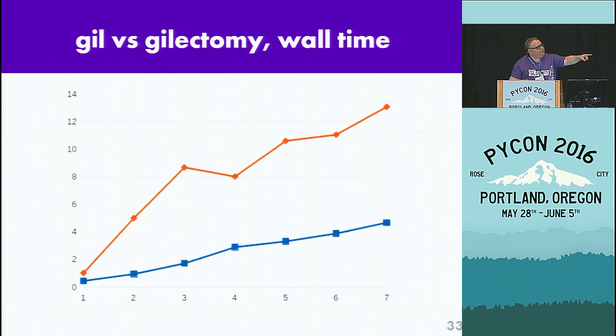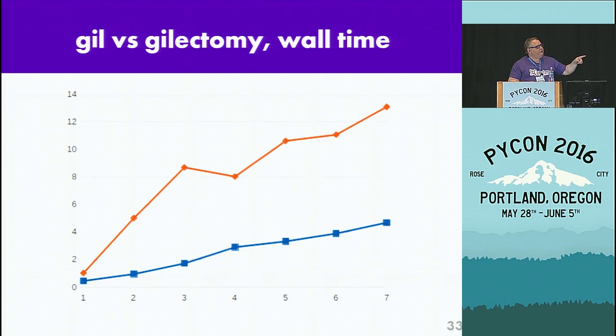The number along the bottom is how many instances. It's fib30, so that's how many fib30s I'm running on separate threads. I'm running threads in both normal CPython and the Gilectomy branch. The fast one is lower; the y-axis is number of seconds. The blue line is standard CPython, and the red line is the Gilectomy.